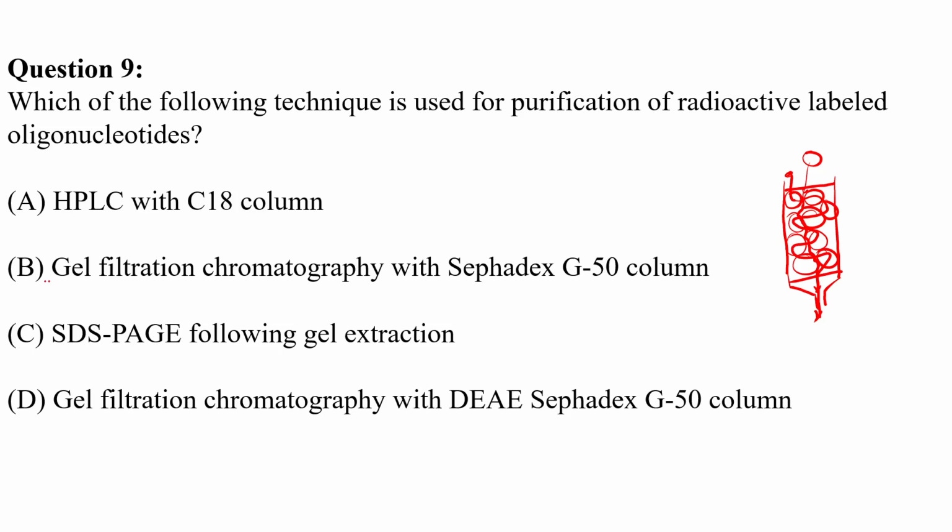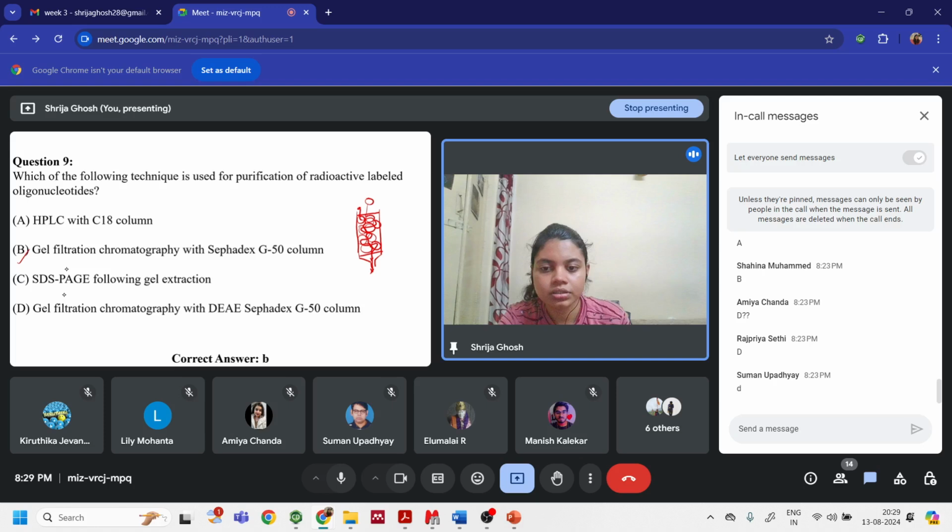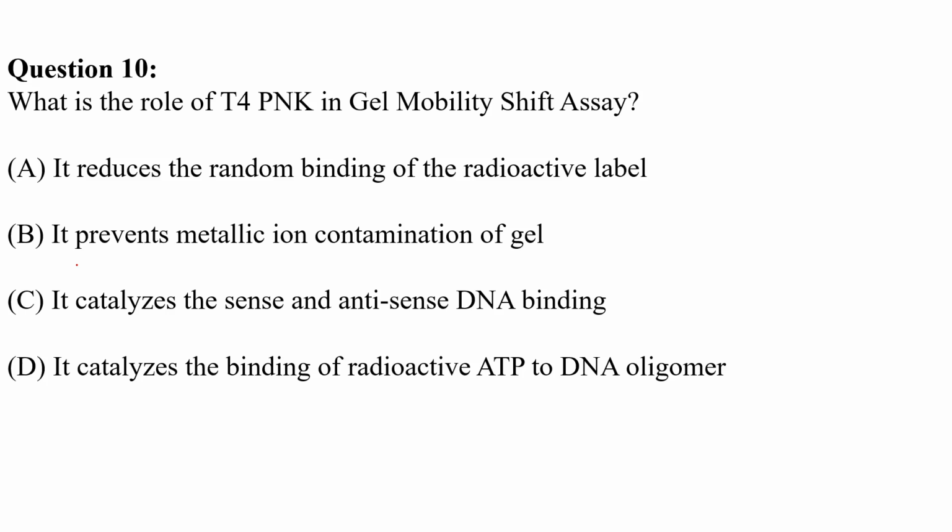Okay, so that is the principle of gel filtration chromatography, and we use a Sephadex G50 column for separating the radiolabeled nucleotides from the unlabeled ones. Okay, is this clear to everybody? Yes, ma'am. Let's move to the next question.